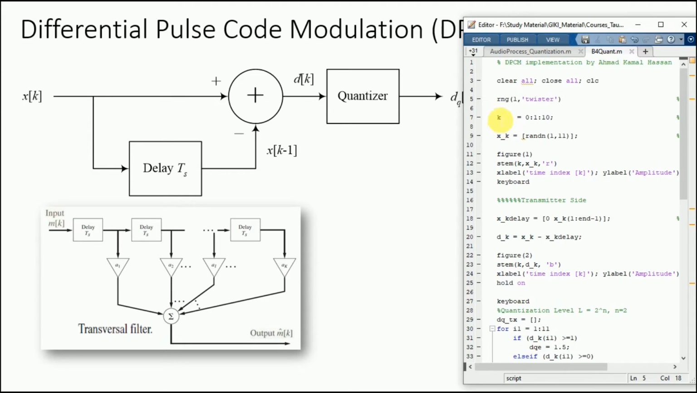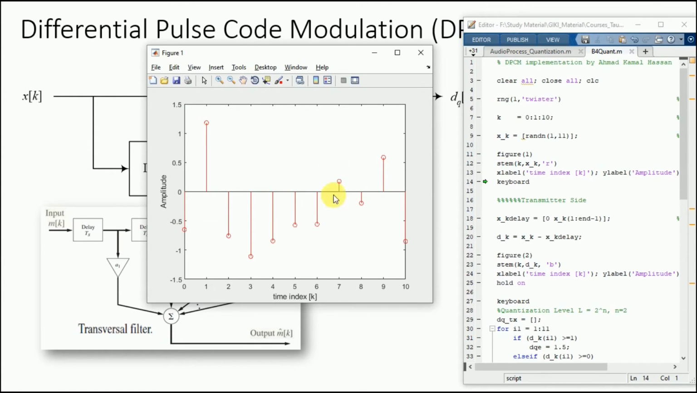I have set the variable k, which is a time index, with values from 0 to 10. For the input I have randomly generated a signal, which is basically a column vector of 11 elements. Next, in figure 1 I will use a stem plot to show our signal x of k. So until line 14 let us run the simulation.